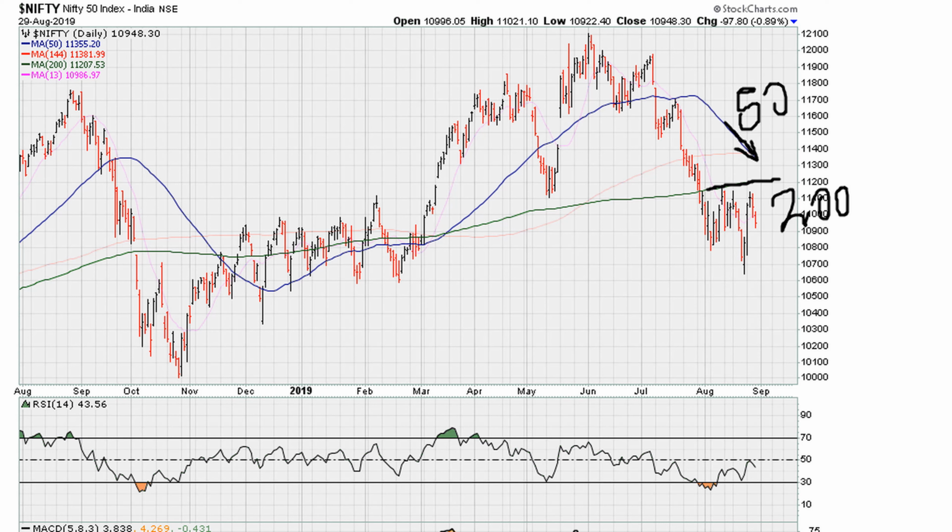Or maybe there's another way of looking at this, which is we are stuck in this range here. And we don't know which way we are going to go until we break out or break down below this area where we've been trading over the last couple of weeks, in fact, for the entire month of August. So trading below the moving averages does suggest a little bit of a bias to the downside in the short term.